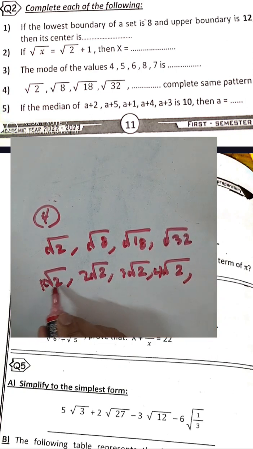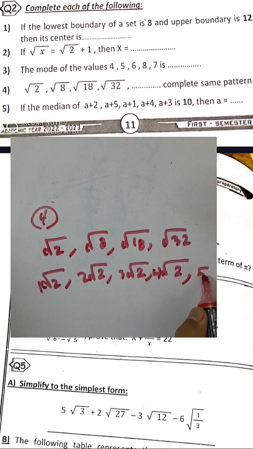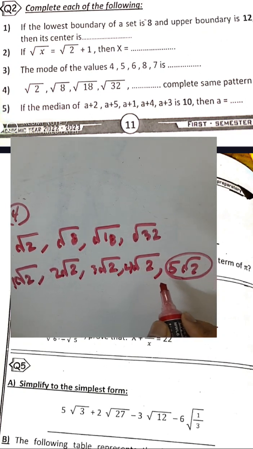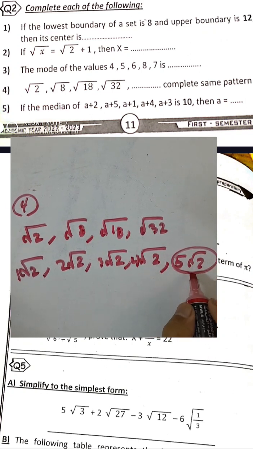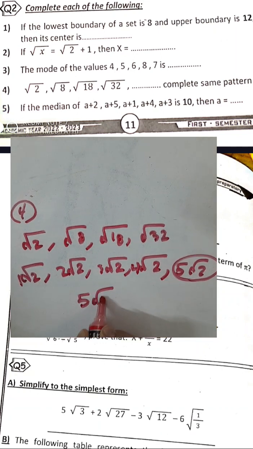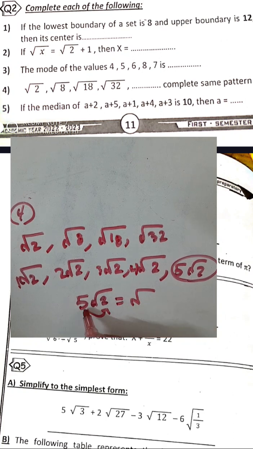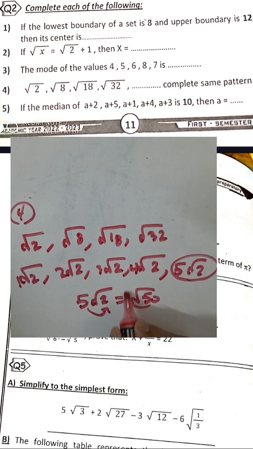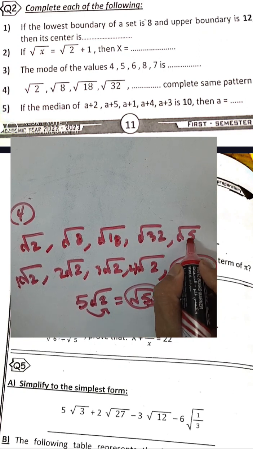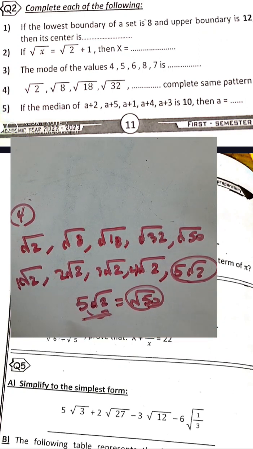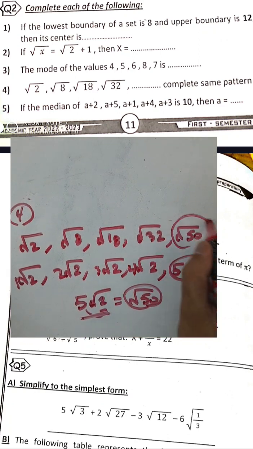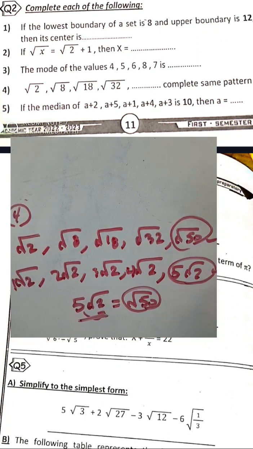Then 1 root 2, 2 root 2, 3 root 2, 4 root 2, 5 root 2 is the last term here. You must write in the pattern 5 root 2, or you can write what? Put 5 inside the root. 5 times itself is 25, 25 times 2 equals 50. Then the result here will be root 50 or 5 root 2. You can write root 50 or 5 root 2 as you like. It's exactly the result.